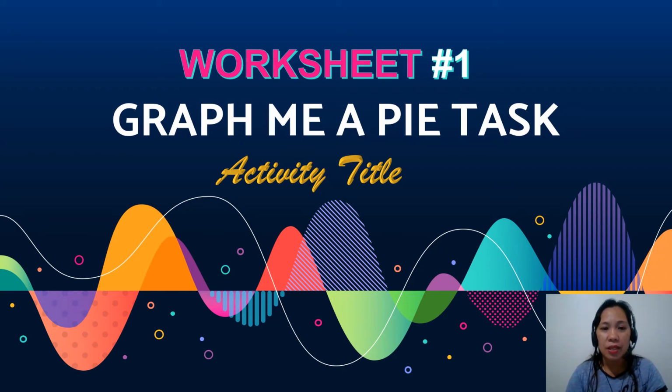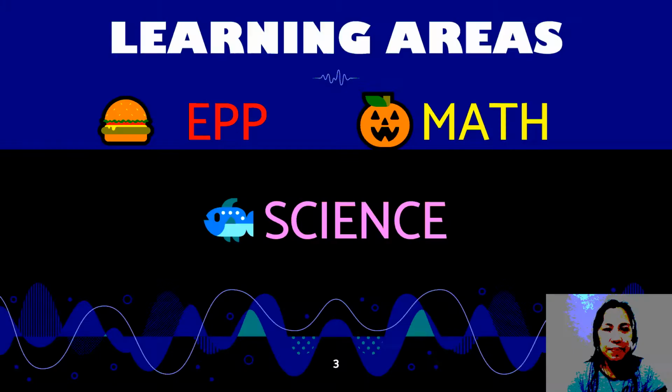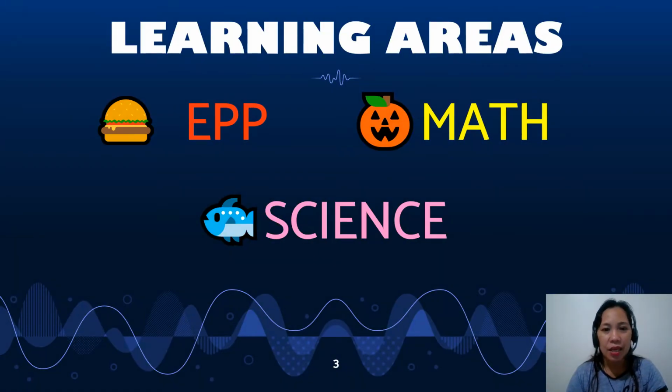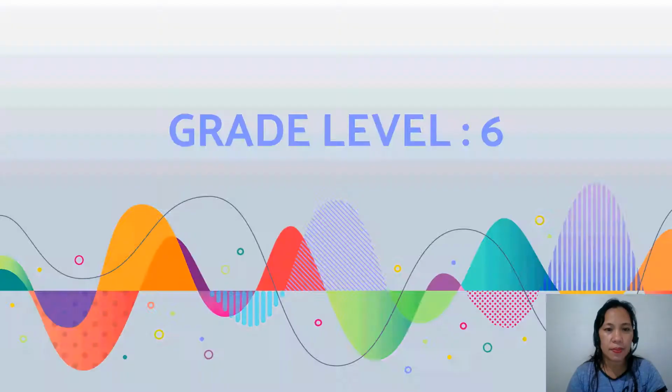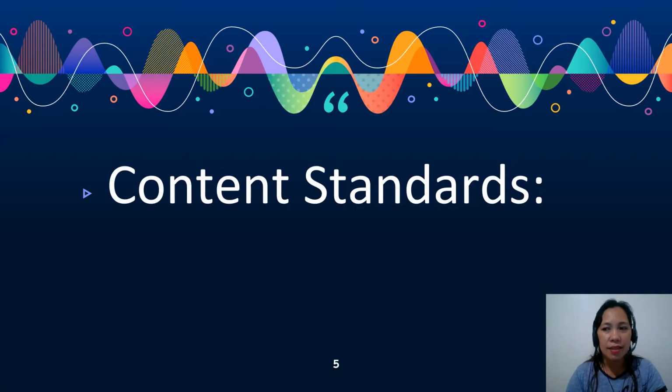Worksheet number 1. Activity title: Graph me a pie task. Learning areas: EPP, Math and Science. Grade level 6. Content standards.